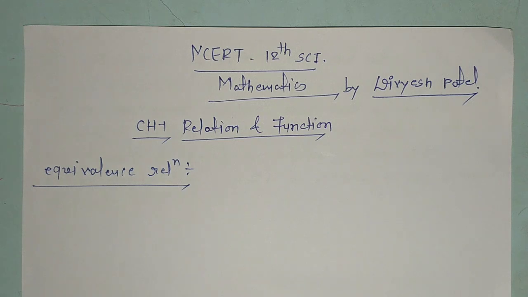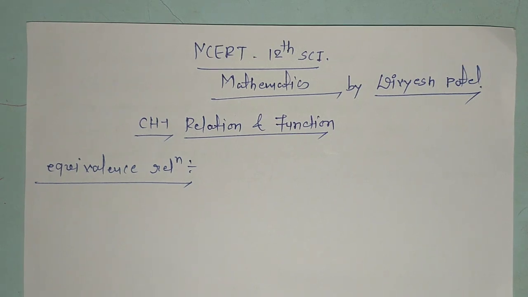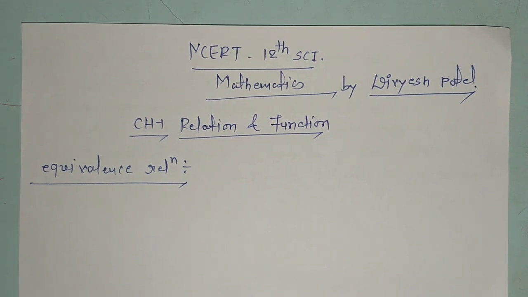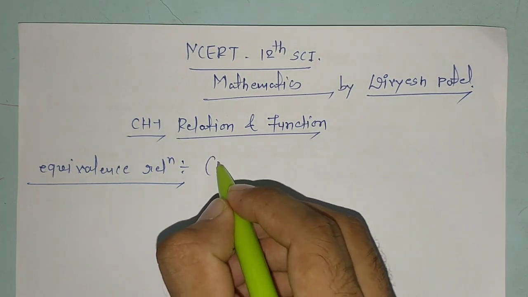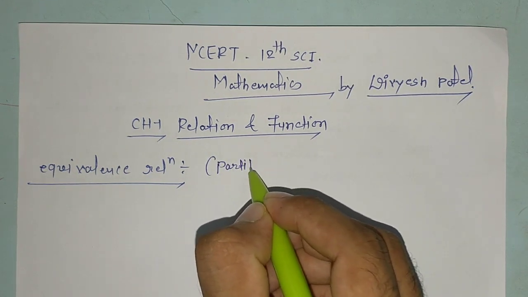Now again I am taking the equivalence relation, as this relation will lead to one of the most important portions of this chapter from which a 1 mark question must appear. That portion is partition of set.